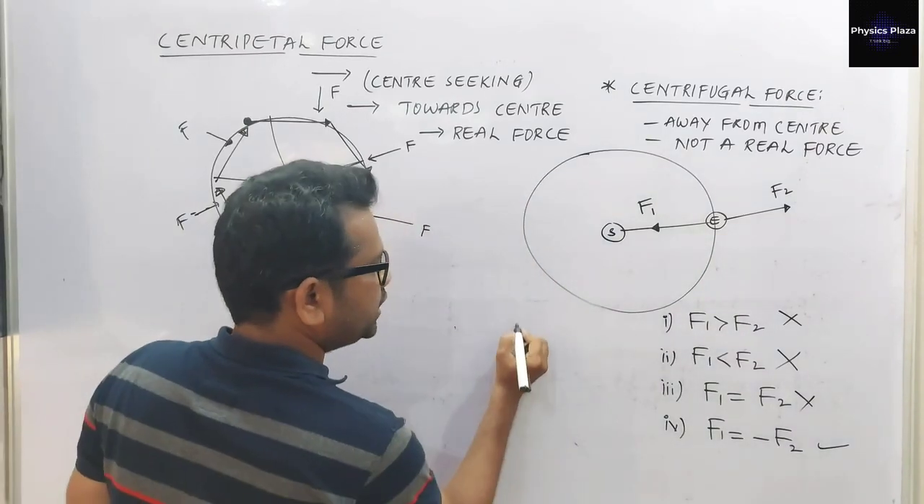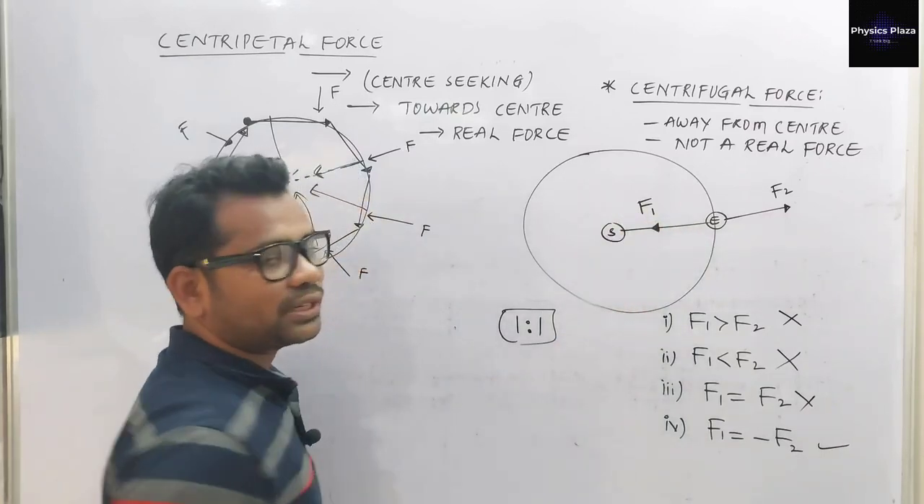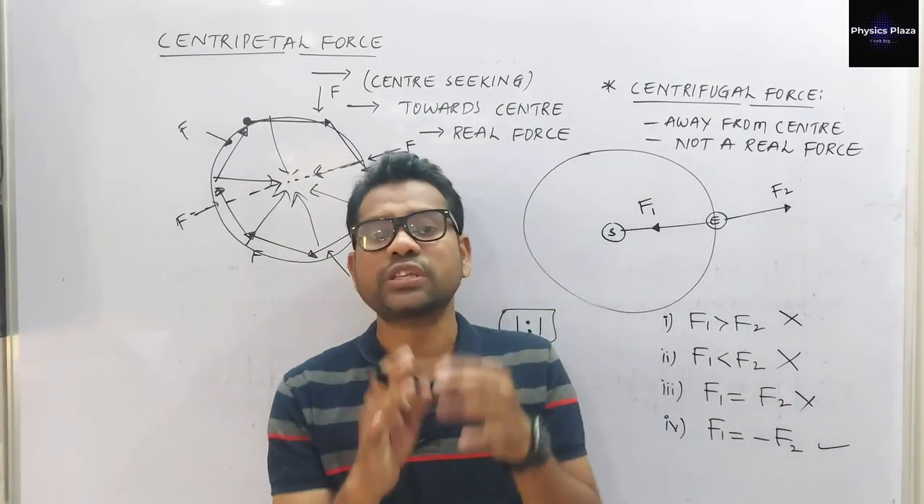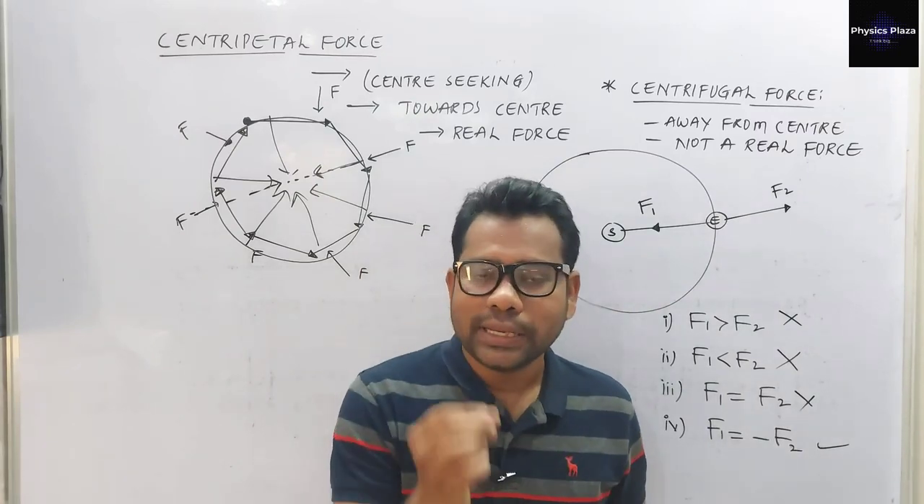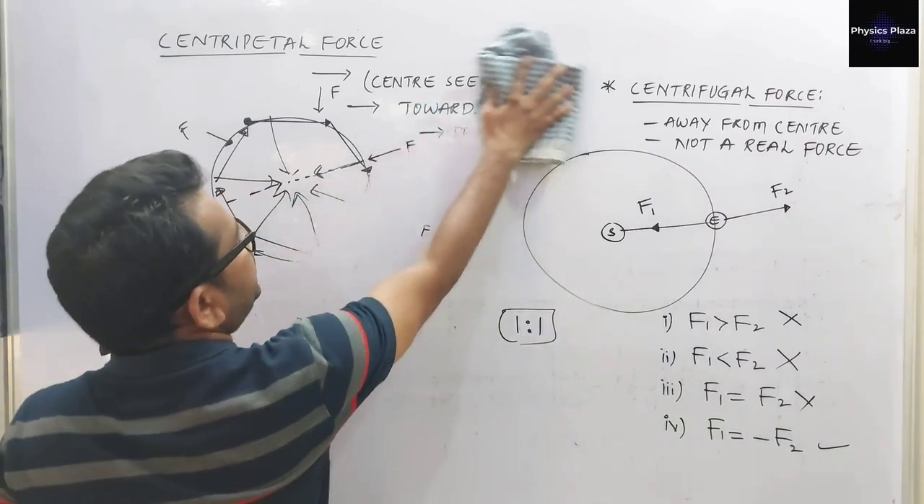Children, it is 1:1. Because they are equal in magnitude, I said. They are equal in magnitude. That's fine. Now, the last important question, children. Can centripetal and centrifugal forces form action-reaction pair?